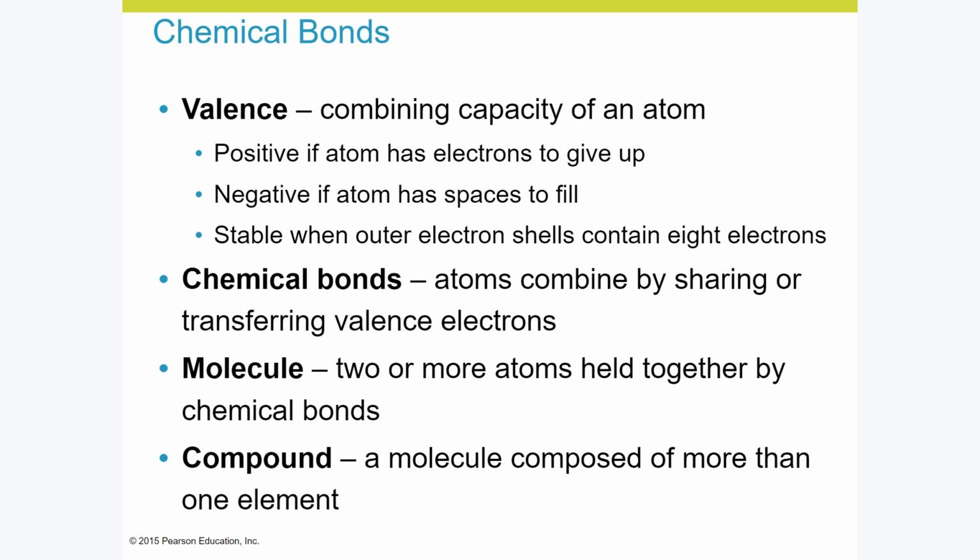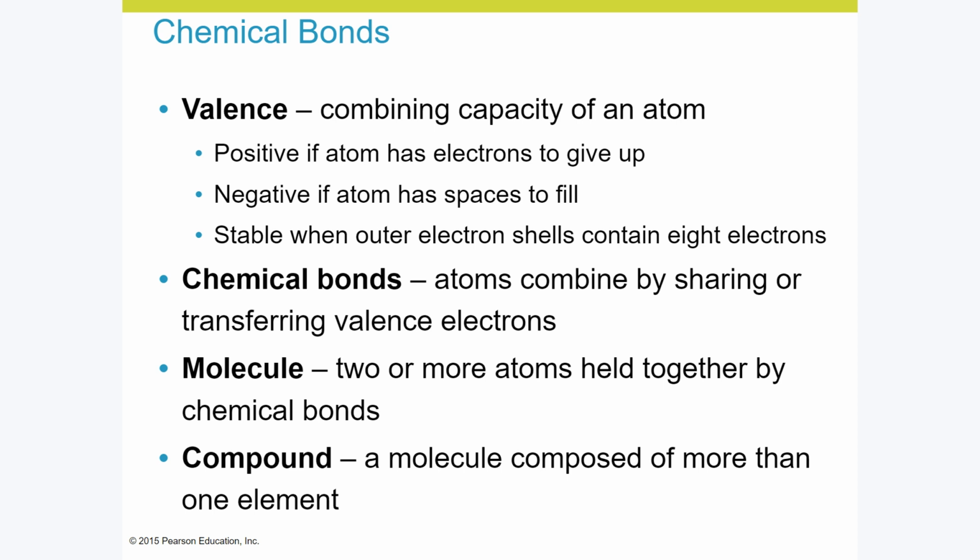Valence is combining capacity for an atom. So a positive atom has to give up electrons. Negative atoms have spaces to fill. And it's stable when the outer valence shell contains 2 electrons if it has only 1 shell, or 8 electrons.